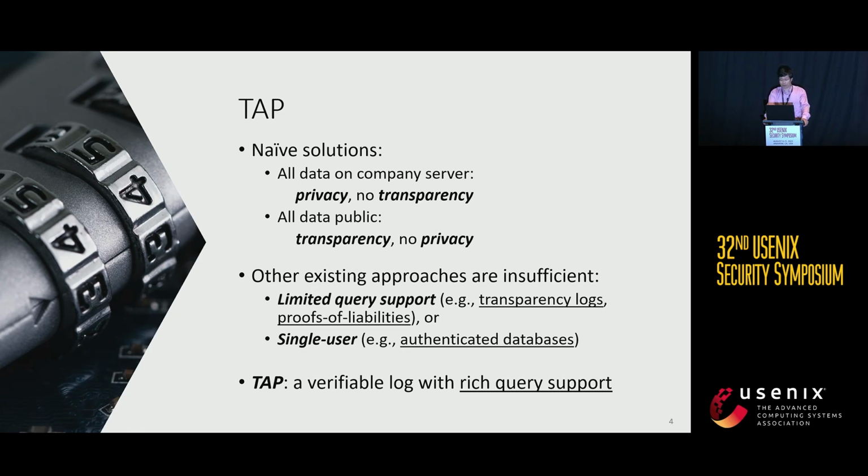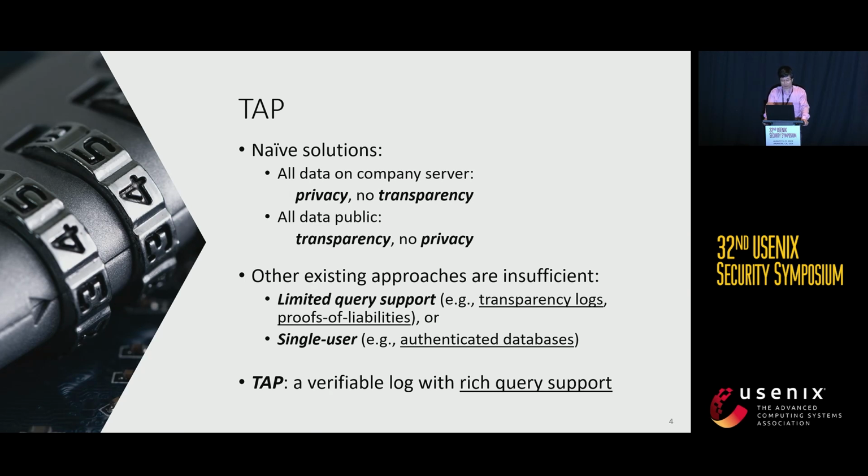There are different approaches to provide data services. We can see two naive solutions. One is to put all the data on a company's server, which provides strong privacy, but on the other hand sacrifices transparency because users will not be able to verify the result of the query. Another naive solution is to make all data public, which supports transparency, but compromises privacy, because any user can see all other users' data.